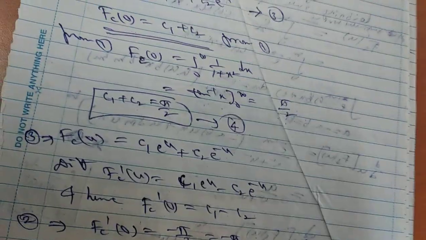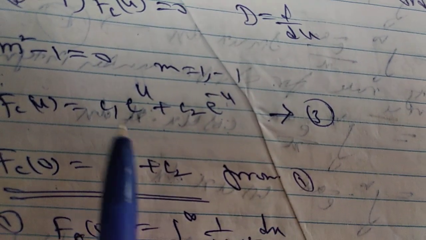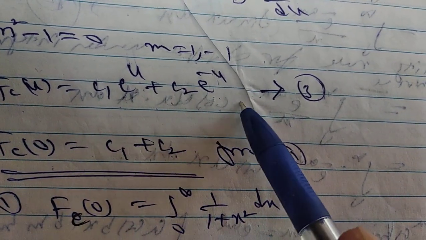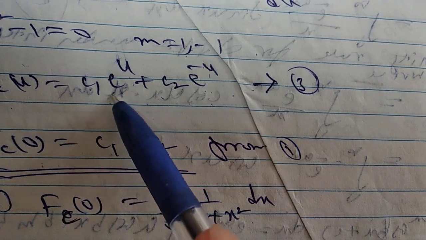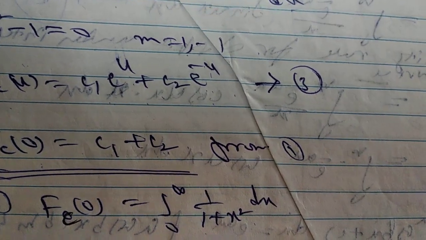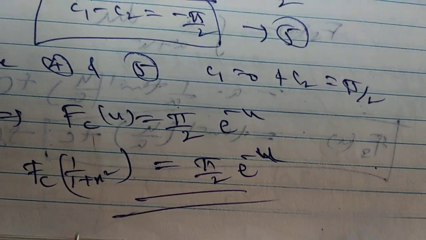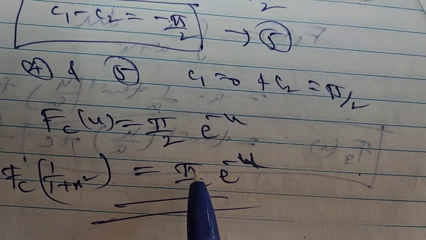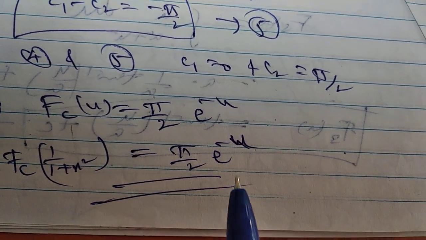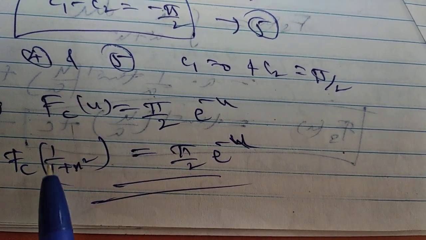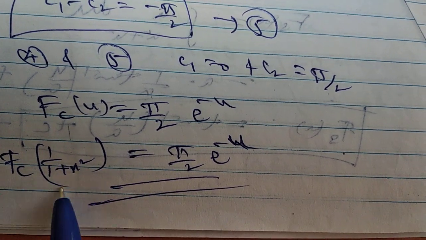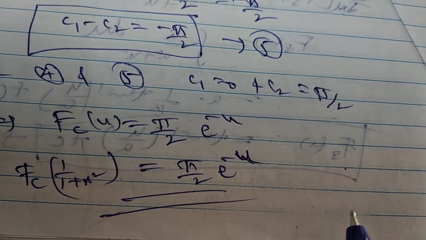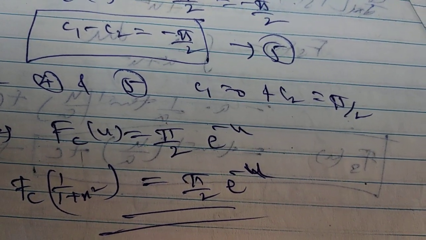So now equation 3, what is the solution? f of u is equal to C1 e power of u plus C2 e power of minus u. What is the value for C1? It is 0. And what is the value for C2? Pi by 2. Substitute. So therefore f of u is equal to pi by 2 into e power of minus u. So the Fourier cosine transform of the given function, the given function being 1 over 1 plus x square, that answer is pi by 2 into e power of minus u. This is very important, it is given in examinations.